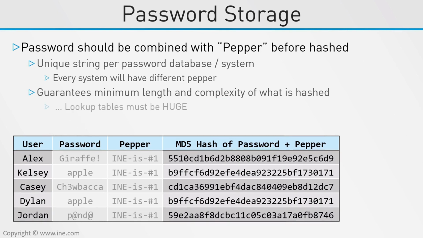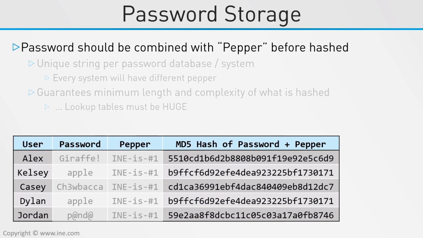What this is going to do is force lookup tables to be unrealistically large, or force the creation of lookup tables to take an unrealistically long time. It might take thousands and thousands of years to put together a lookup table of every single result of the MD5 hashing algorithm for every word that is 14 characters long, which would be required to crack Jordan's password over here. So this protects your users from having their hashes looked up in a lookup table. So the second rule to proper password storage is to combine the password with a pepper before calculating the hash.